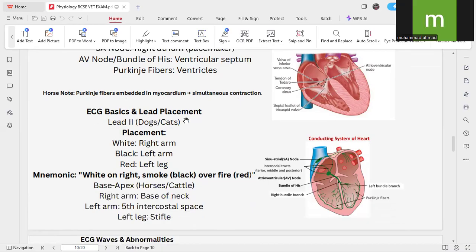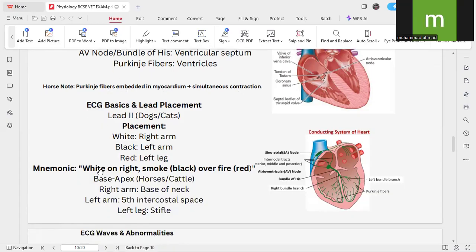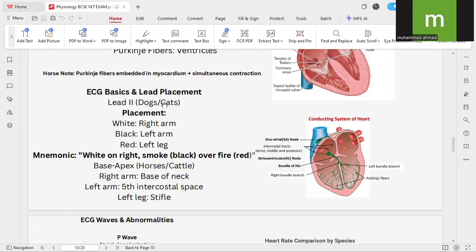ECG basics and lead placement. There are different leads that are helpful to check the electrocardiogram. In dogs and cats we use lead 2 mostly, and placement is very important. White lead on the right arm, black on the left arm, and red on the left leg.